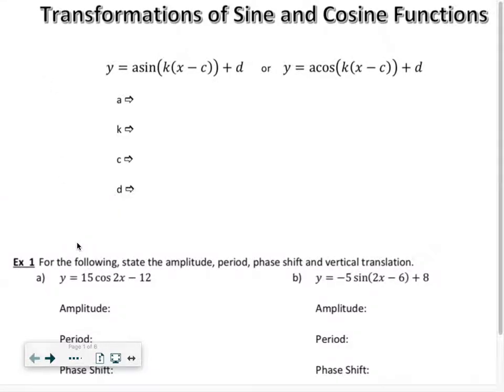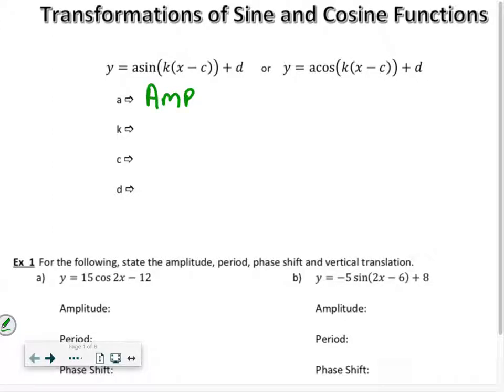Okay, so transformations of sine and cos functions. This is pretty much exactly the same as last year, but again, we're now dealing with radians instead of degrees. When we look at a sine or cos function, or really any function for that matter, A is the vertical stretch and compression. And because it is a periodic function, A is going to give us the amplitude. Okay, so that's the amplitude.